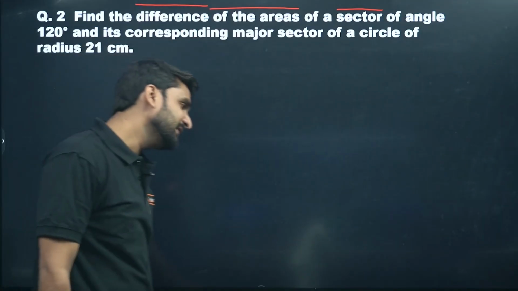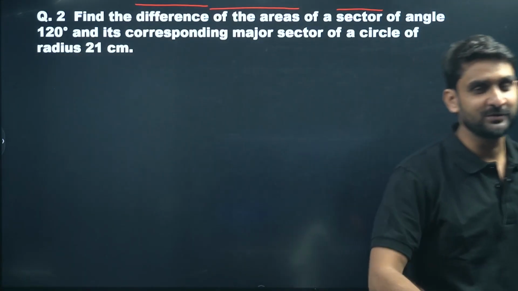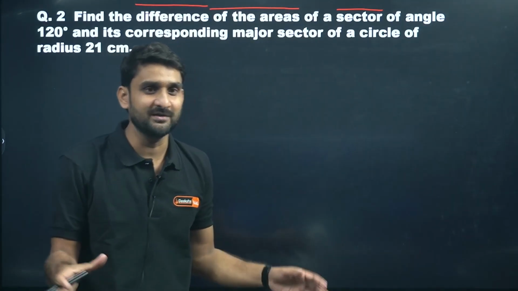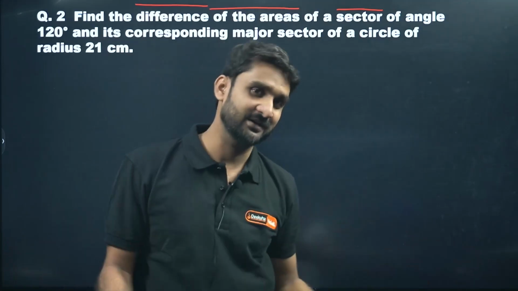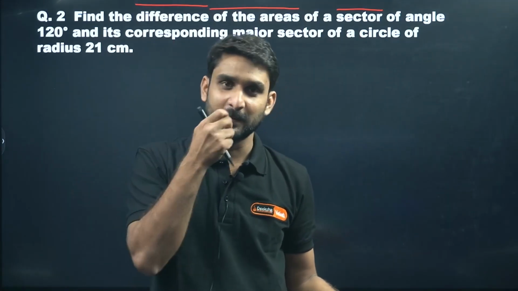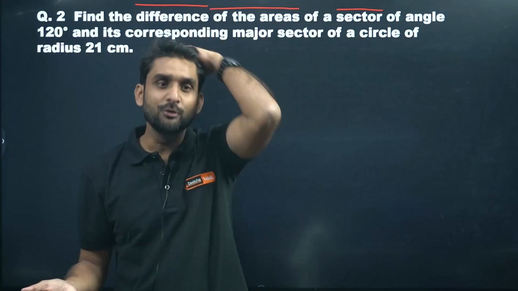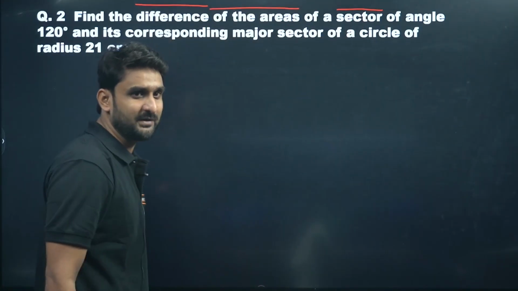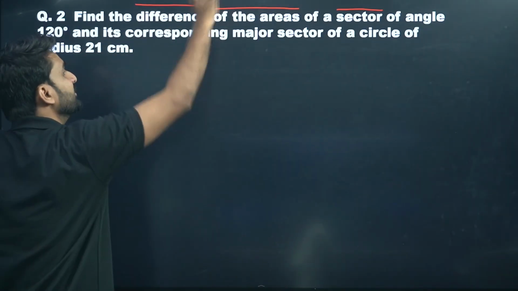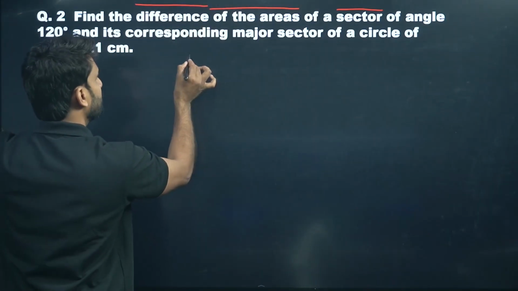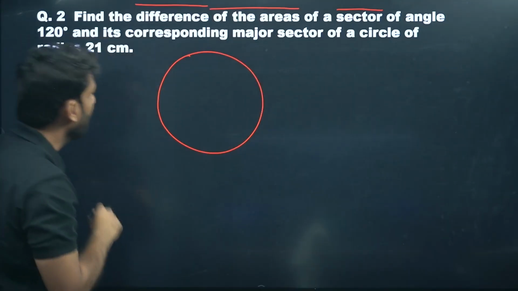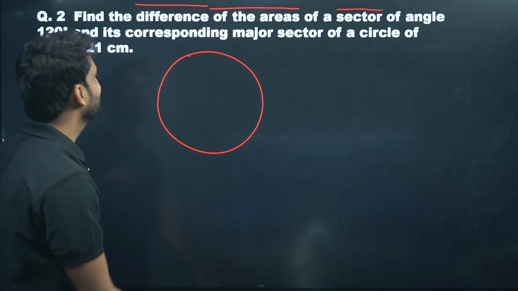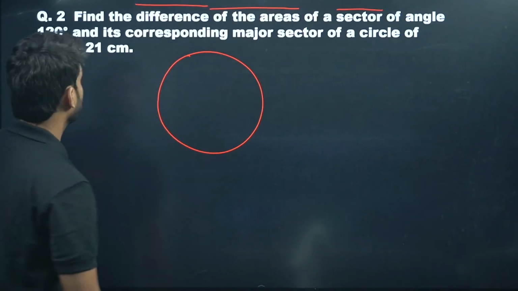In any circle, how many sectors are there? Only two sectors: one is the minor sector and another is the major sector. If you draw two radii, there will be two sectors. The smaller portion is the minor sector, the bigger portion is the major sector, right? So we have to find the difference of the areas of both sectors. First, draw the diagram. Let's say there is a circle, handmade circle, keep it in a museum.